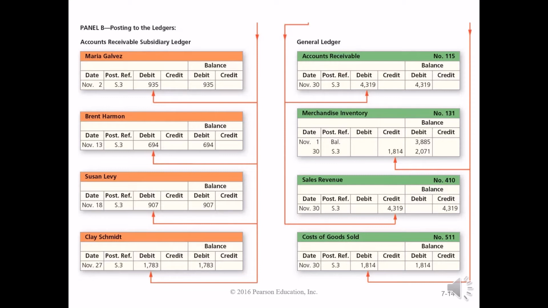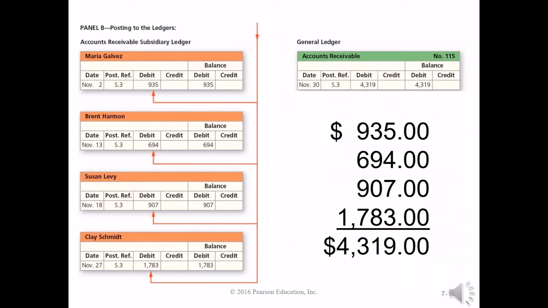You'll see entries into merchandise inventory for credits to reduce our merchandise inventory. You'll also see credits to sales revenue for the amount of the sales, and you'll see debits to cost of goods sold for the amount of the cost of the merchandise.